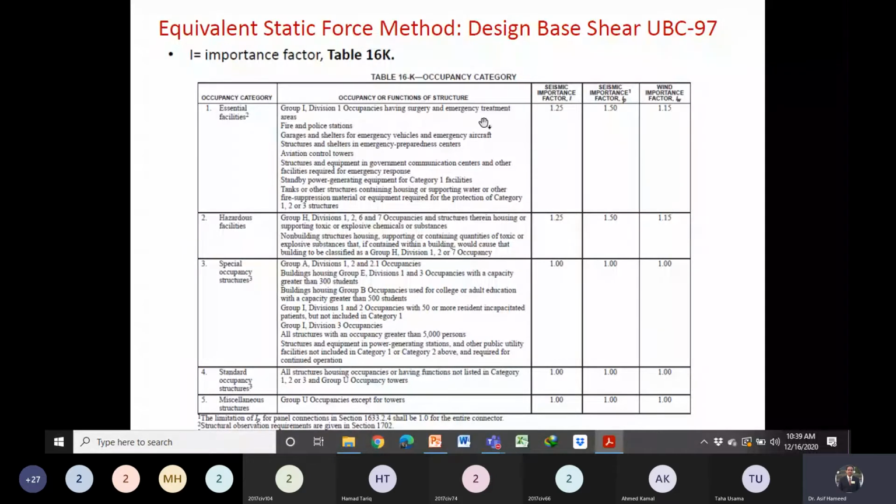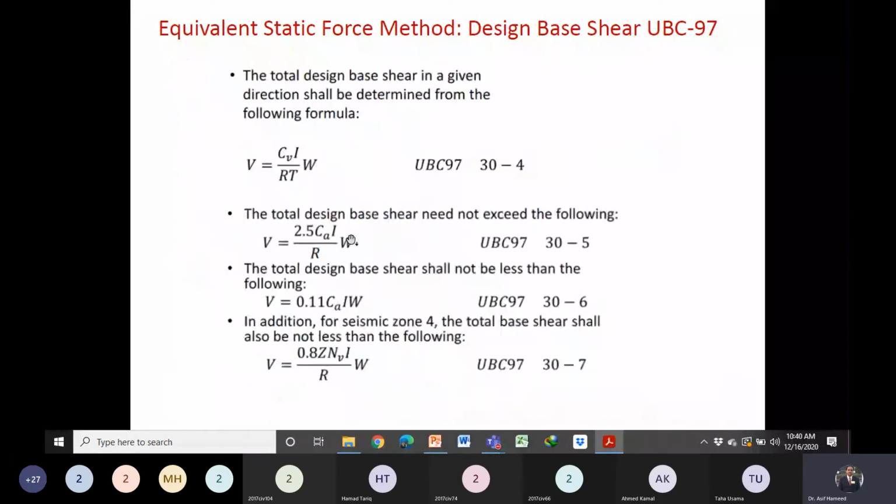Occupancies having surgery and the emergency treatment areas, fire and police stations, garages and shelters for the emergency vehicles. So this is the essential facility, so you have to take more importance factor for these kinds of structures. And then we have the special occupancy, hazardous facilities, and the standard occupancy structures. If the structure is more important, then I will be more. If it is less important, you can design it for the small base shear forces.